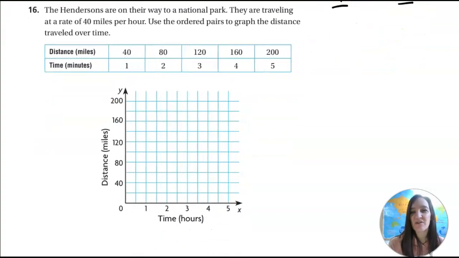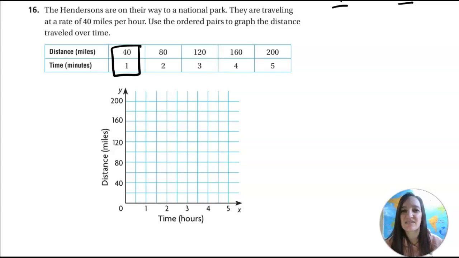The Hendersons are on their way to a national park. They are traveling at a rate of 40 miles per hour. There's that unit rate. Use the ordered pairs to graph the distance over time. So 40 miles in 1 hour, right? Okay, so there's 40 to 1, 80 to 2, 120 to 3, 160 to 4, 200 to 5.